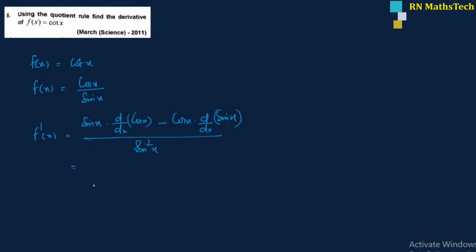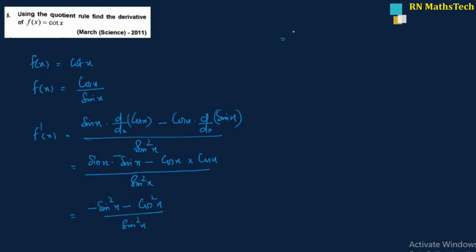sin x into derivative of cos x, which is minus sin x, minus cos x into derivative of sin x, which is cos x, the whole divided by sin square x, that is minus sin square x minus cos square x by sin square x, that is equal to minus of sin square x plus cos square x by sin square x, that is minus 1 by sin square x, which is equal to minus cosec square x. Okay.